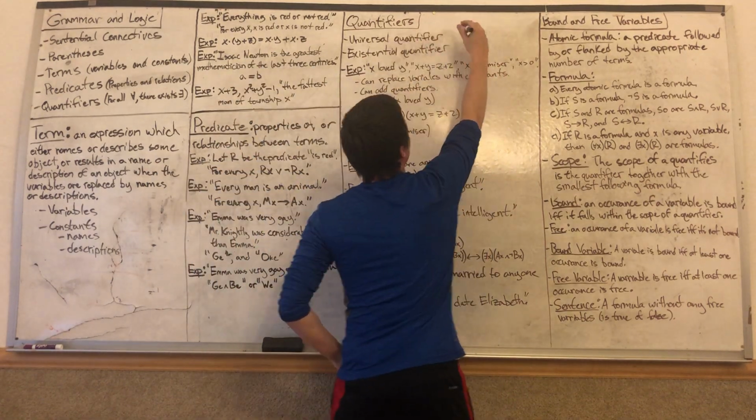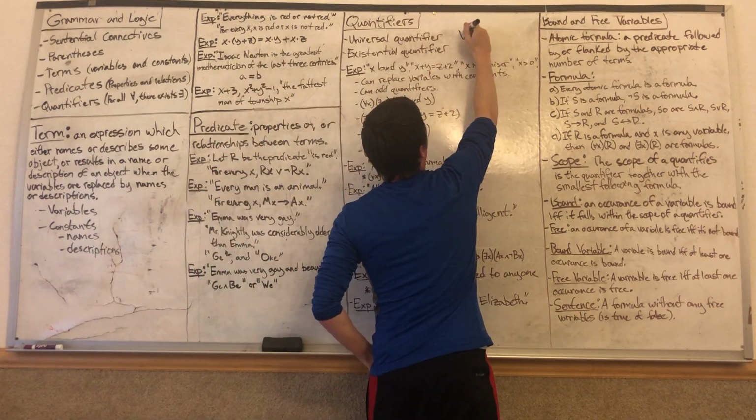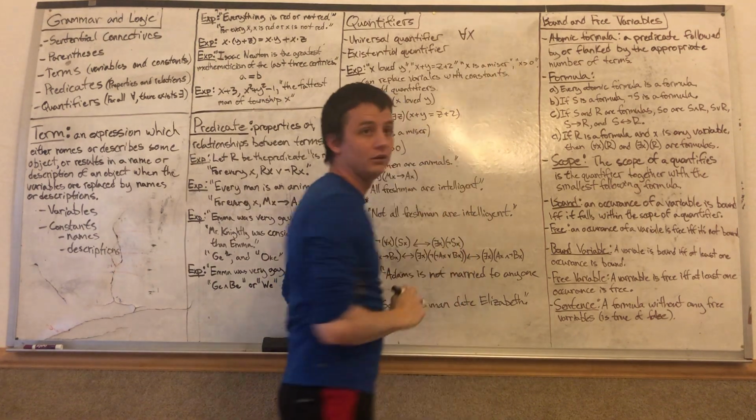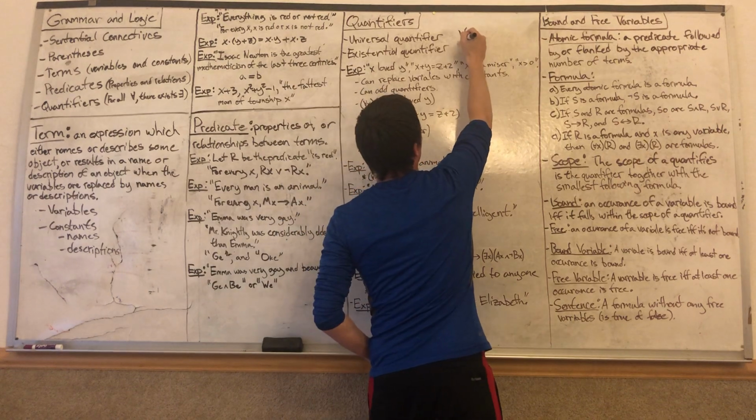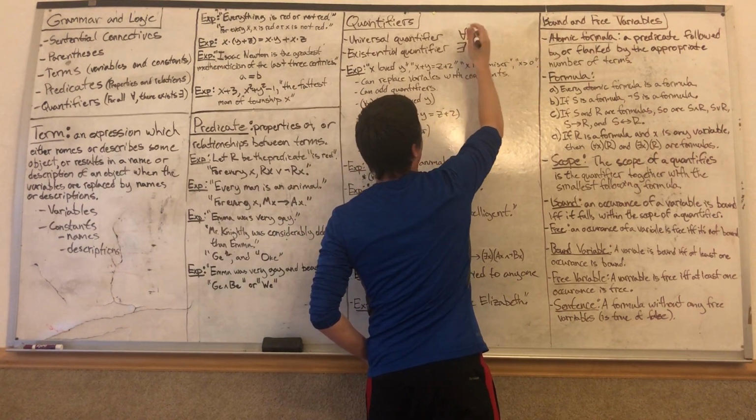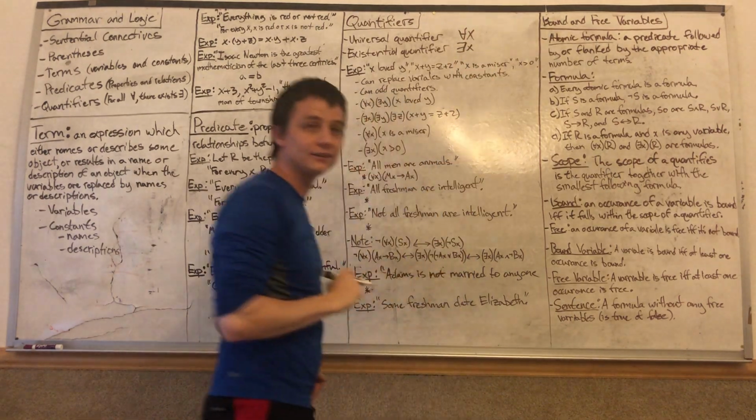Okay, so you're going to see this symbol now, upside down A. We read that as for all x, and then you're going to see the existential quantifier, backwards E, and that's going to be there exists x.